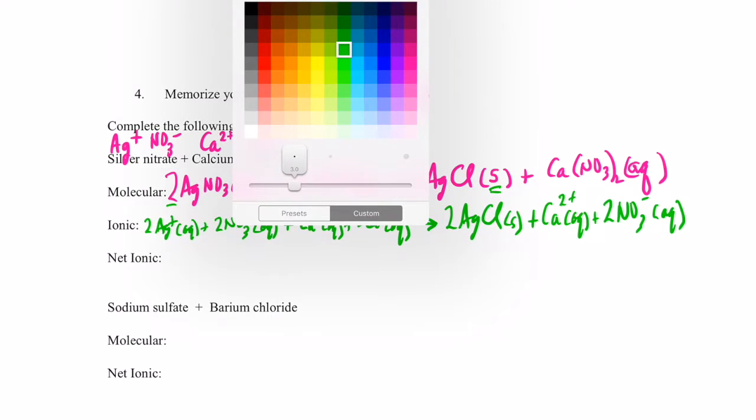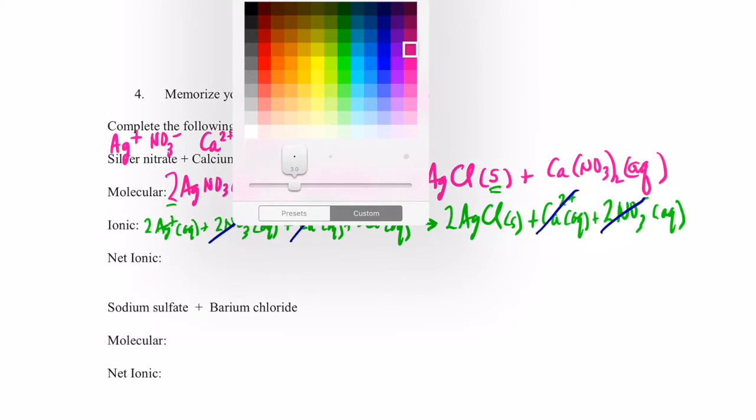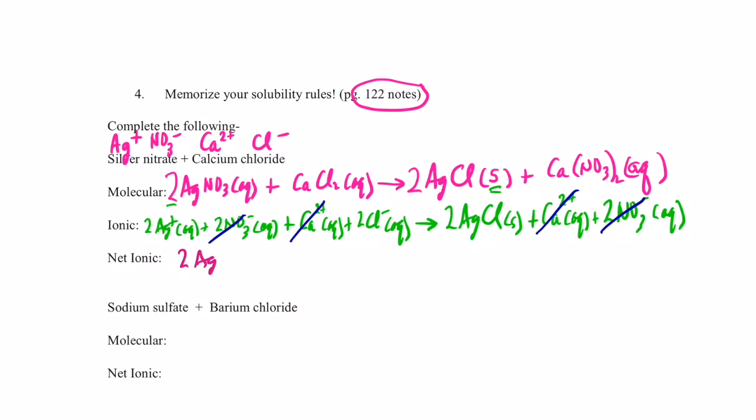Next up, we'll cancel out our spectators, and the spectators are the things that are identical on both sides of the equation. So these Ca2 pluses are the same, and these two nitrates are the same. And whatever's left is my net ionic. So let's write the net ionic. We have two Ag pluses, AQ, and two Cl negatives, AQ, react to form two AgCl solid. And if you wanted to reduce that to 1 to 1 to 1, that's fine. Feel free to do that. Okay, so make sure you can write molecular, ionic, and net ionic equations for your test.